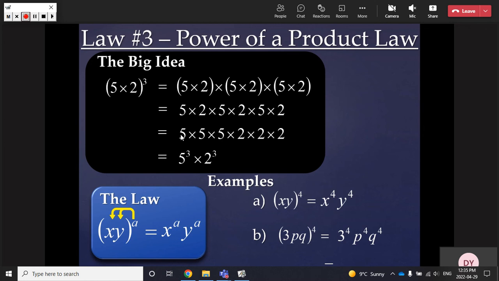81. Nice. Yeah, sure, you can just use a calculator, or you can find that mental math trick from the other day. Yeah, we'll get 81 p to the 4, q to the 4. Any questions about that law? It's a good law. Great law.